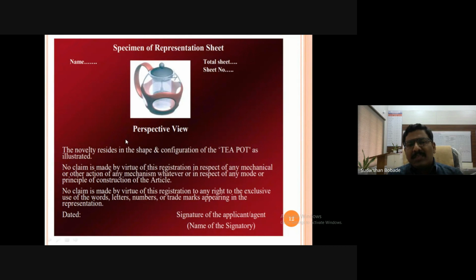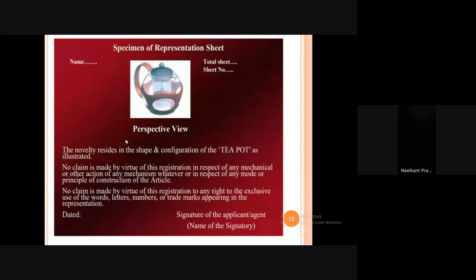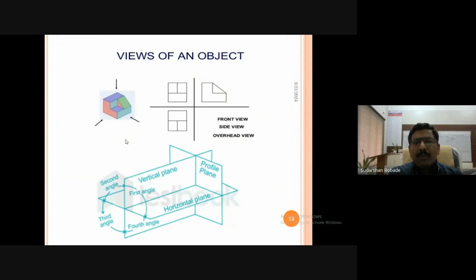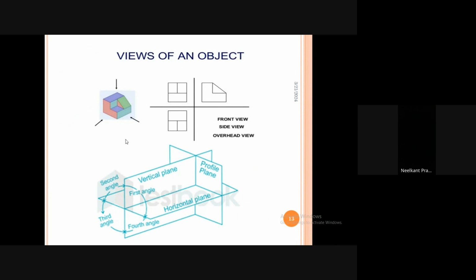So if there are 7 views we are about to share with the IP office of Kolkata, there should be 7 continuous pages available with the representation sheet. Now, how to think about the views of an object.